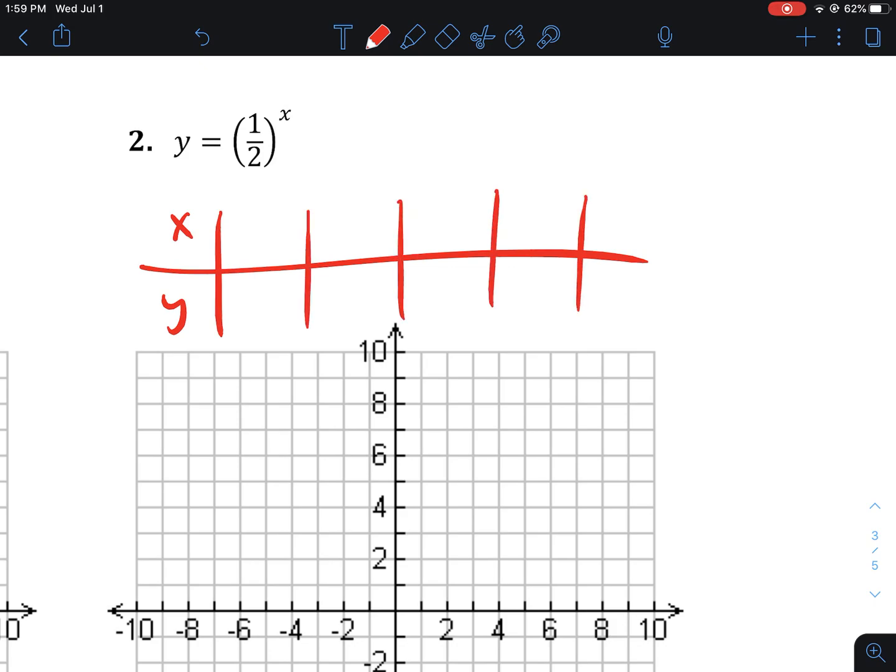Let's once again give myself some space here. All right, so -2 and so on. Once again, let's start in the middle. So 0 power is still 1. 1/2 to the first power is a half. 1/2 squared is a fourth.